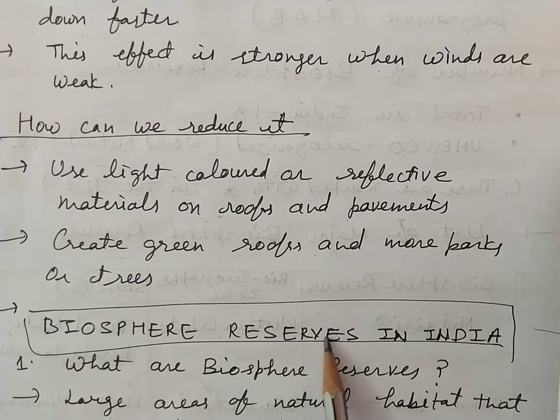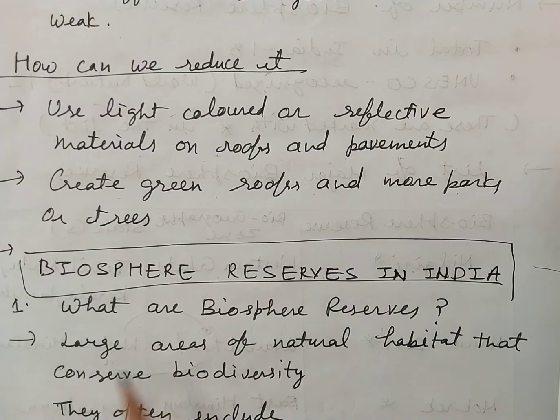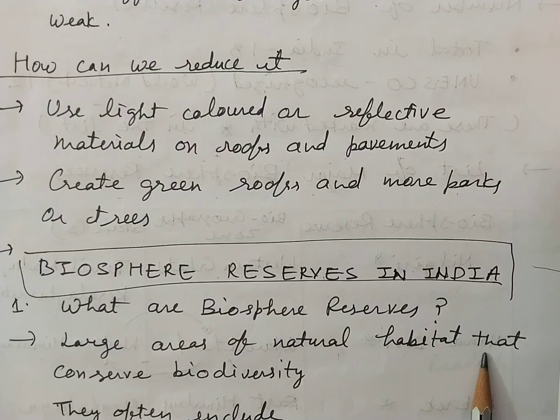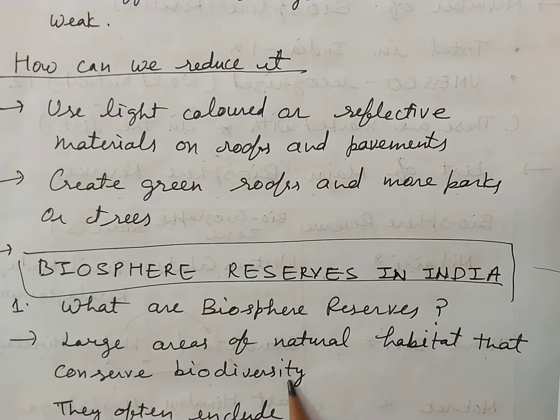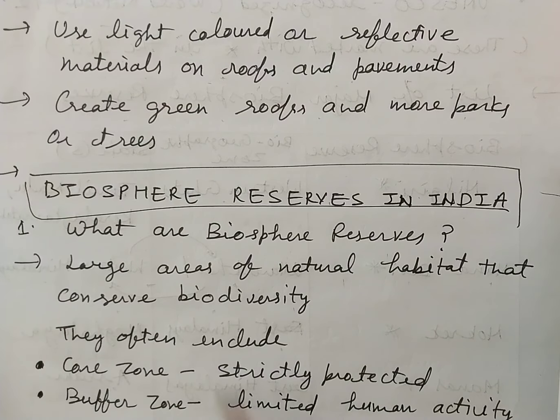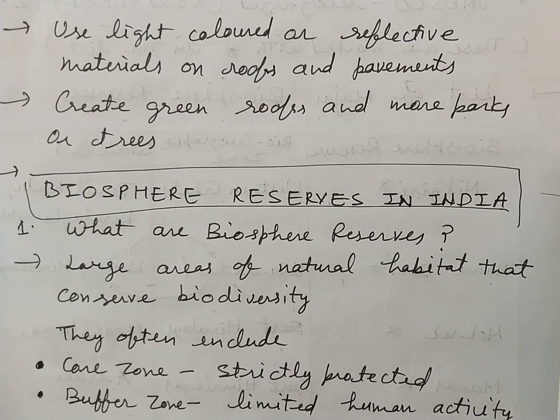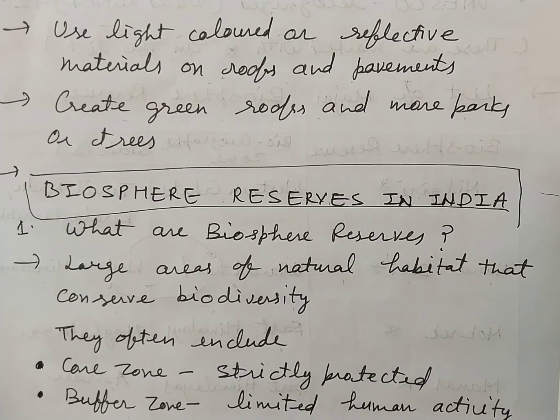Now coming to biosphere reserves in India. What are biosphere reserves? Large areas of natural habitat that conserve biodiversity. They often include the core zone, which is strictly protected. The buffer zone has limited human activity. Then the transition zone that has human settlements and sustainable activities.